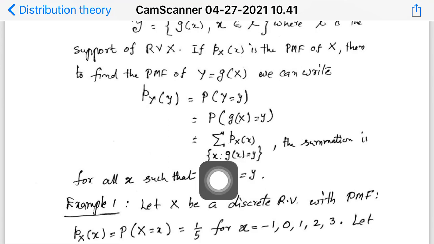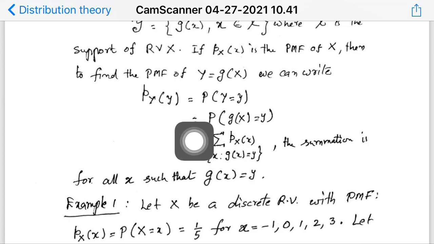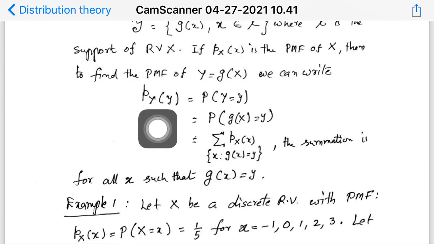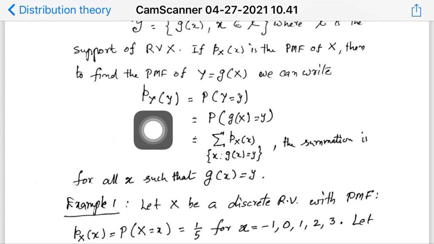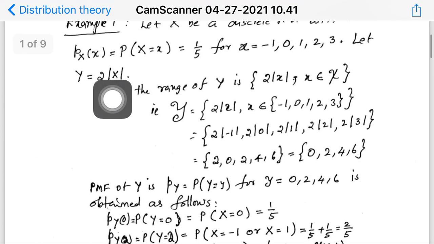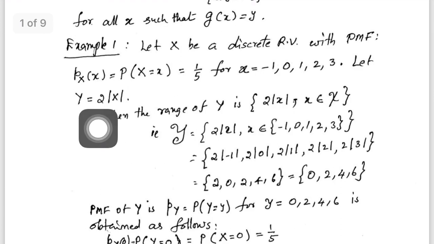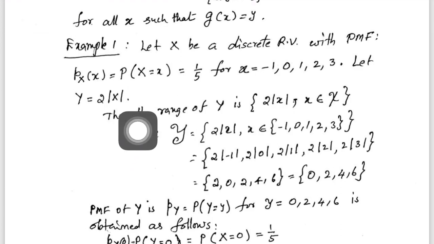So it is a sum of p of x where x takes a value such that g of x is equal to y. And this is so for any y. You may take each y: y1, y2, y3, etc. You can compute this probability, and the list of these probabilities for various values of y will give you the probability mass function of Y. And this example will help you to grasp the idea of what we have used here.